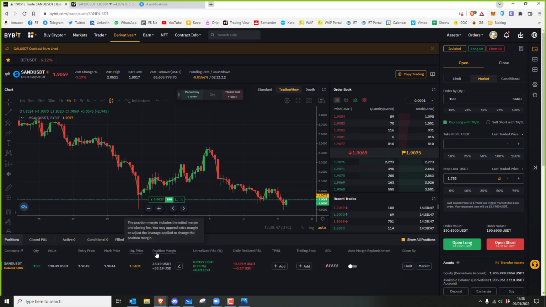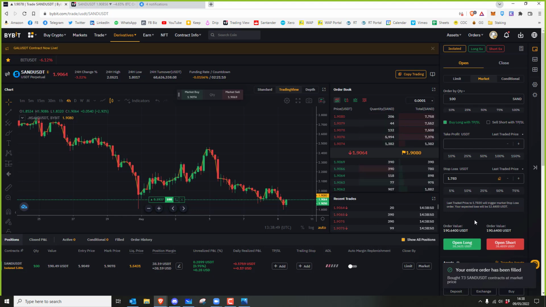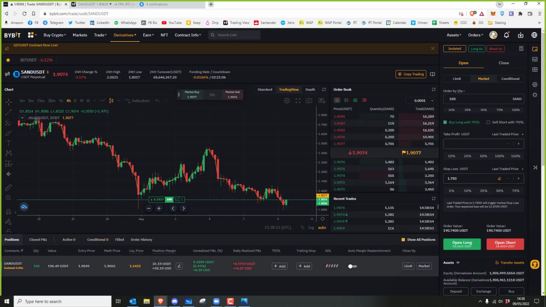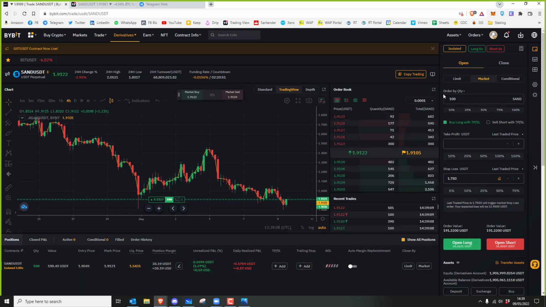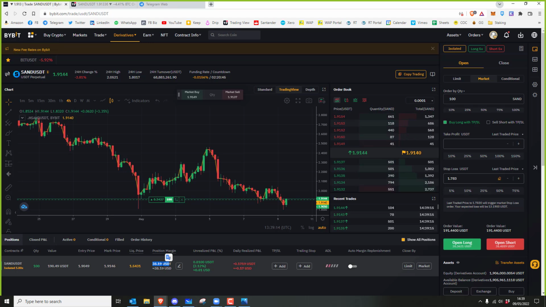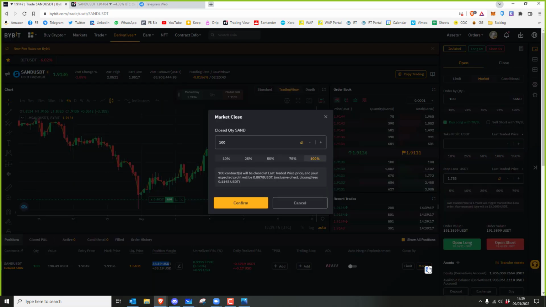So look at the position margin. Although the trade is $190 in value, what's happened is that the position margin has sort of set aside $38.19 from my account to facilitate the trade, and that's what's called the position margin. And all that happens if you use higher leverage is you use less margin. That is literally all the leverage does. So let's close the trade again.